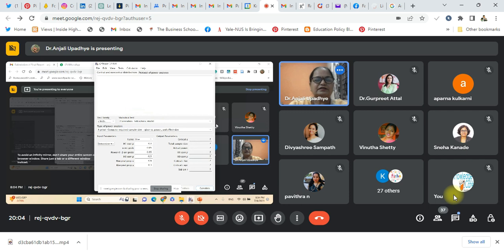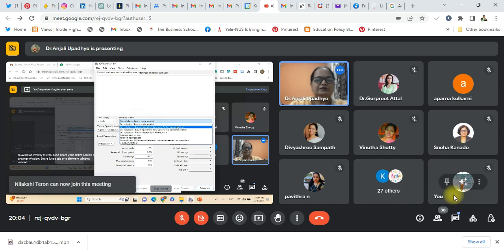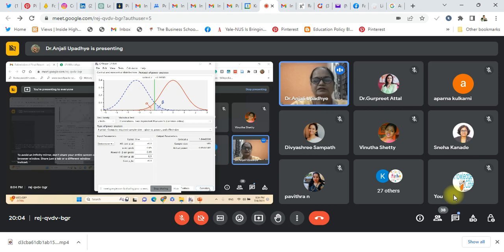Z test. Again, we'll see the correlation methods. That is Pearson's correlation. See here, for Pearson's correlation, how I am going to calculate the sample sizes. The sample size is higher, it is 595. Okay. Suppose we take a simple correlation.